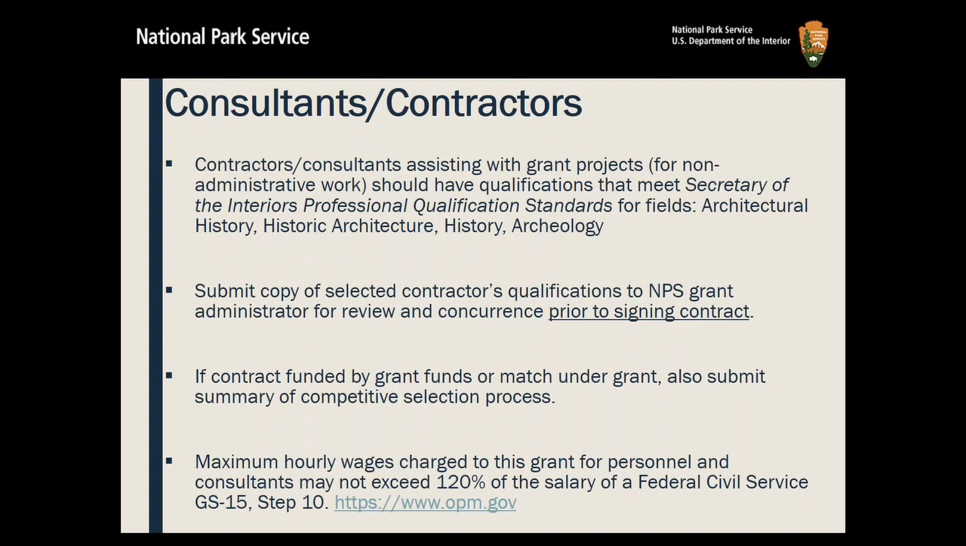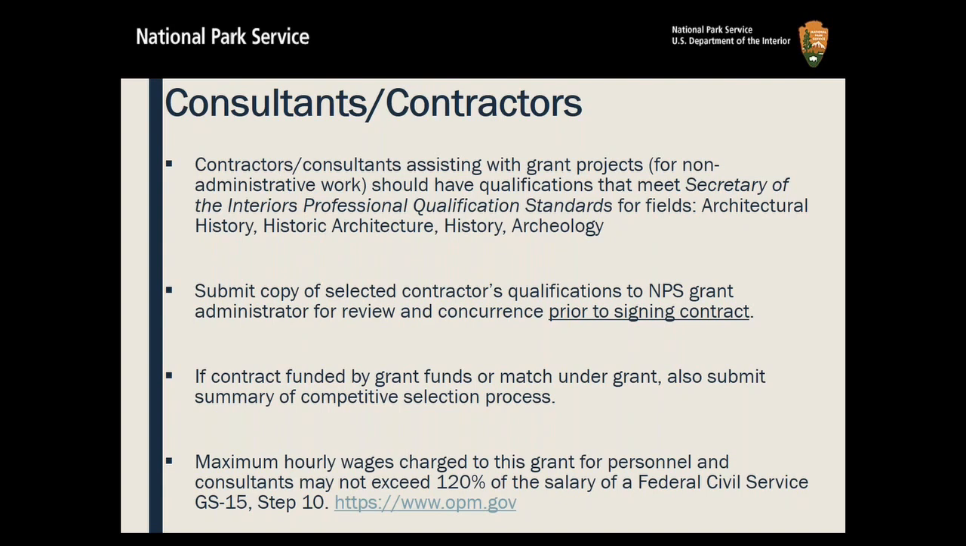You have to submit a copy of the selected contractor's qualifications to your grant manager for review and concurrence. And basically what we're going to do is look to make sure that they meet those professional qualifications. If a contract is funded through the grant funds under your grant, you also have to submit to us a summary of the competitive process you used so that we can make sure that you followed the federal procurement process.